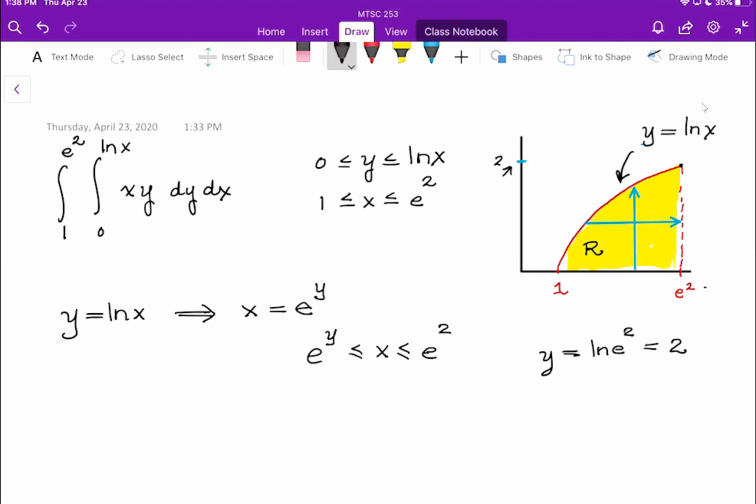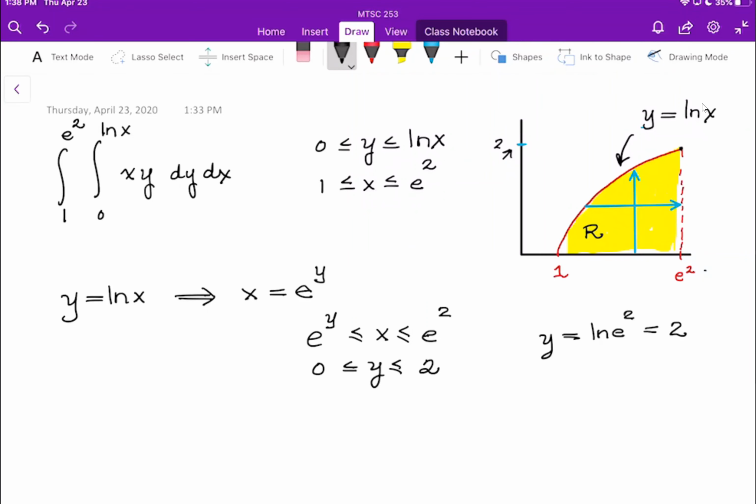And so then y is going to start down here at 0. It's going to go up to 2. So the new integral is that y is going to go from 0 to 2, and x is going to go from e to the y to e squared of xy dx dy. Any questions there? Everybody okay with that?